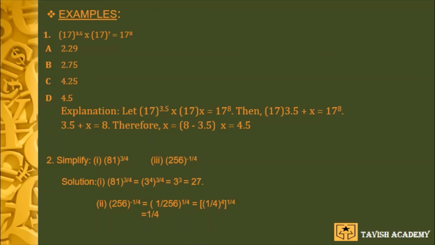Third, 256 raised to the power negative 1 upon 4. Now to remove the negative sign, we will write it as 1 upon 256 raised to the power of 1 upon 4. So 1 upon (4 raised to 4), bracket close, raised to 1 upon 4. Now 4 will get cancelled, so our answer will be 1 upon 4.